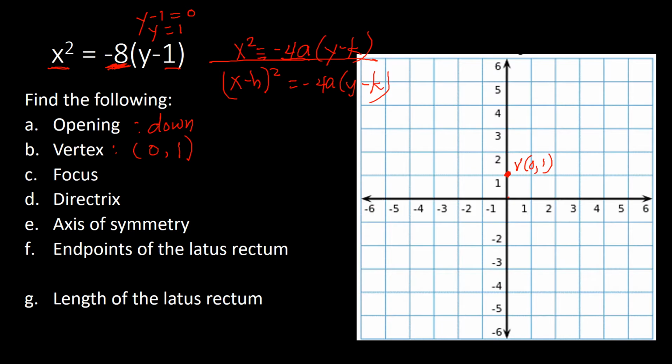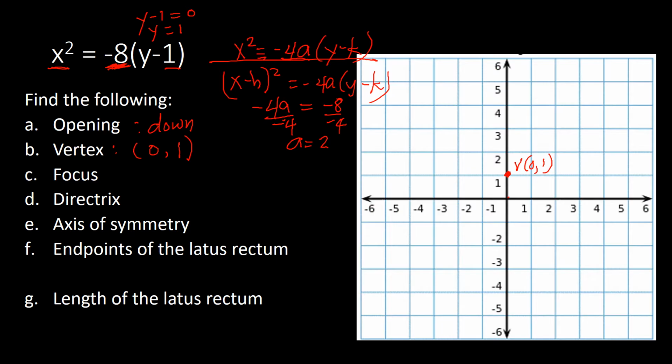And then we have y minus k, which is y minus 1. So 4a is equal to negative 8. Negative 4a is equal to negative 8. We divide this by negative 4, and so with this one, our a is equal to positive 2.